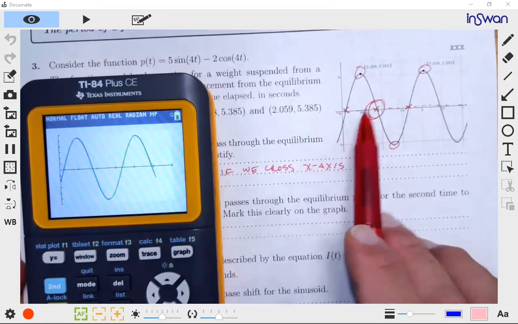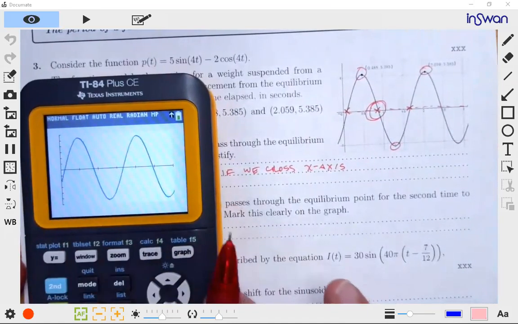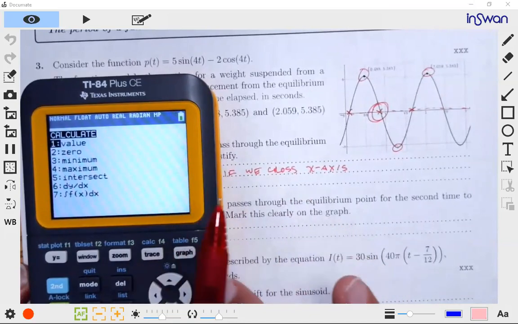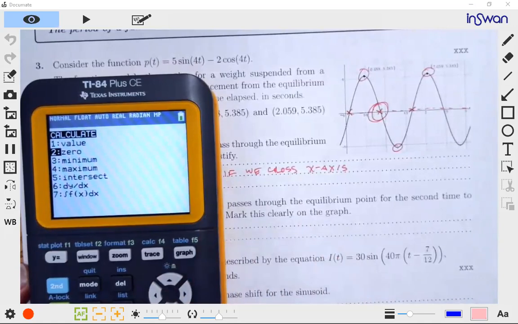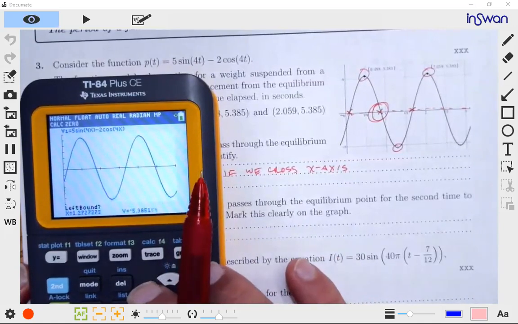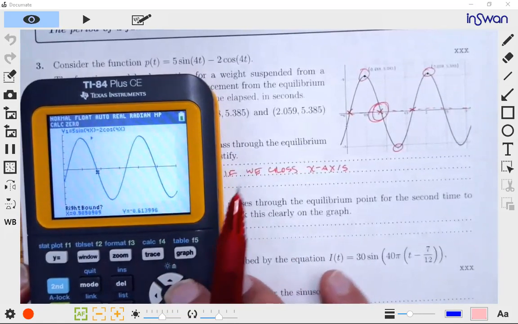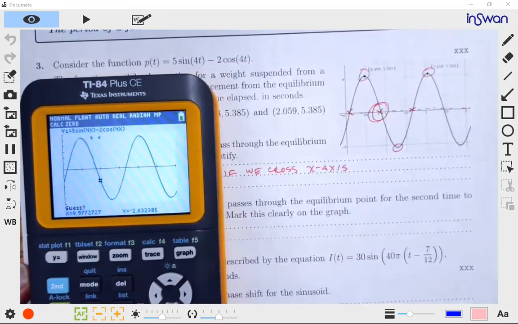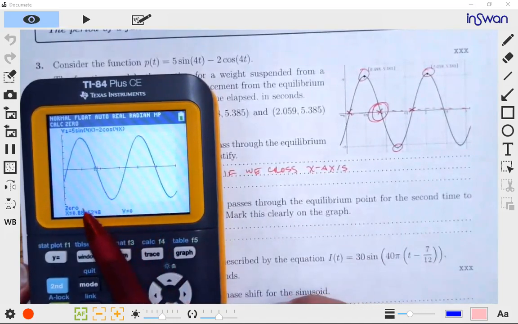And I want to figure out this second point of intersection. So I can go second, trace, right, find the 0, right, and I can arrow to the left of my 0, and I can arrow to the right of my 0, and press enter on my TI-84, and I have that it seems to be, to 2 decimal places, 0.88.